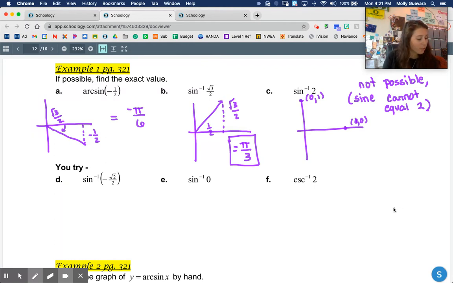Okay, so we have 3 try-it-yourselves here. Be very, very careful in F. Notice it's cosecant, so you have to take the reciprocal. But go ahead and hit pause on the video and then give these guys a shot.